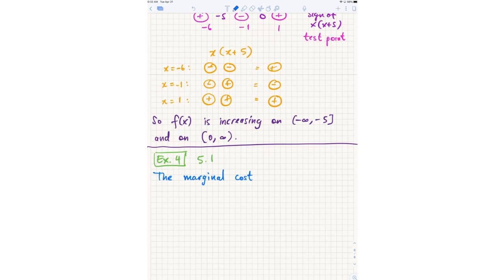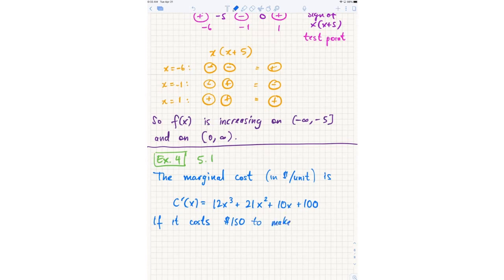Okay, so the marginal cost in dollars per unit is given by C prime of x equals 12x cubed plus 21x squared plus 10x plus 100. If it costs $150 to make the first unit, how much does it cost to make the first two units?